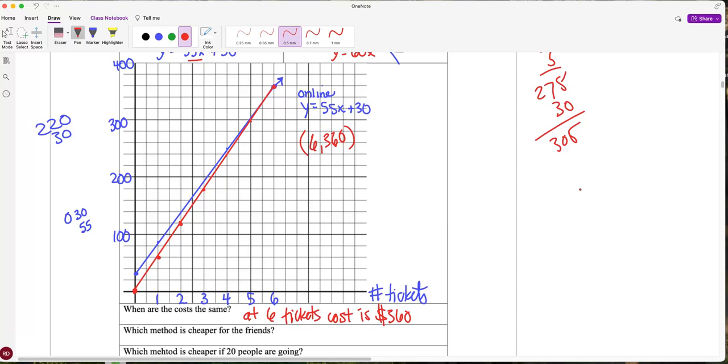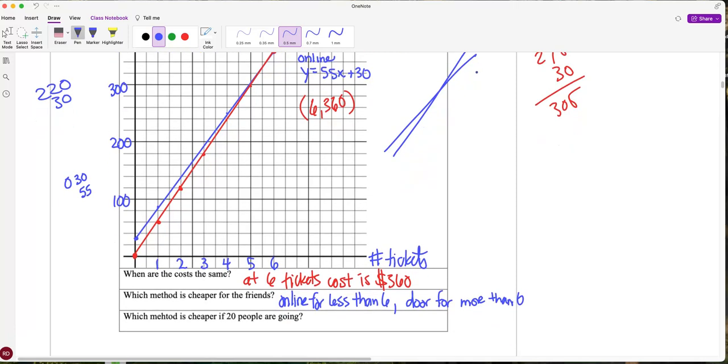So which method is cheaper? So the online for less than 6, but it's at the door for more than 6. And how do I know that? Because anytime two lines intersect, the line that was on the top before the intersection point becomes the line on the bottom after that.